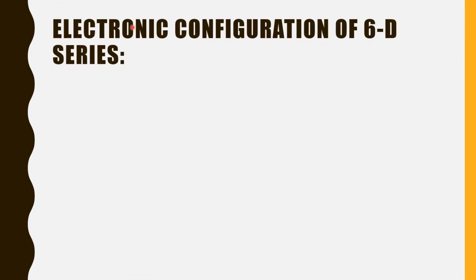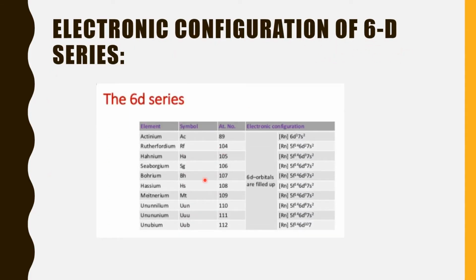Now let us see the electronic configuration of the 6d series. First, we are going to see the elements present in it. The first element is actinium, and the last element is copernicium. The second element is rutherfordium, the third is dubnium, the fourth is seaborgium, the fifth is bohrium, the sixth is hassium, the seventh is meitnerium, the eighth is darmstadtium, the ninth is roentgenium, and the tenth is copernicium.